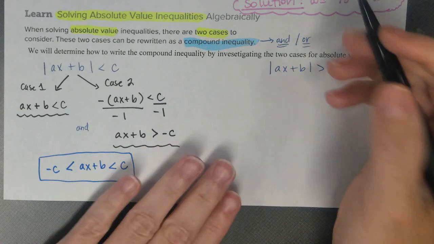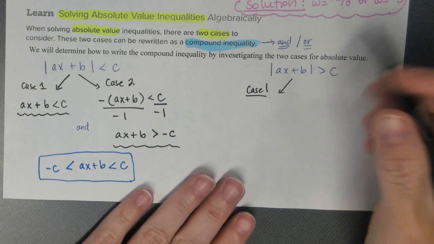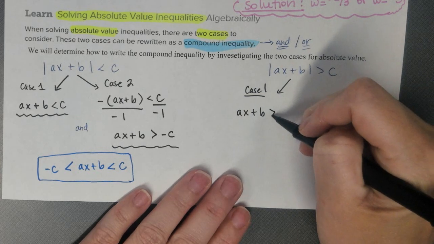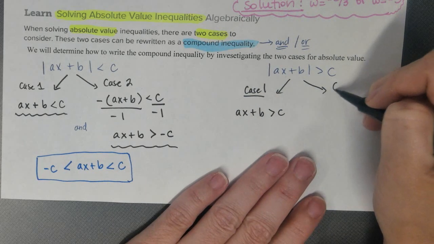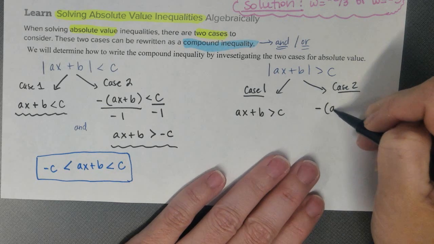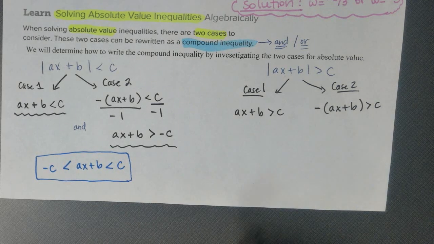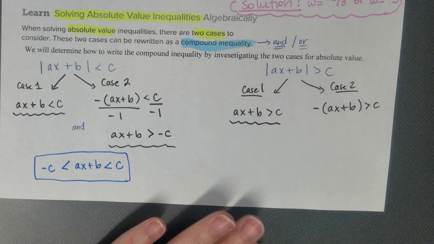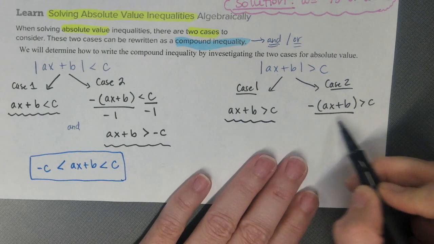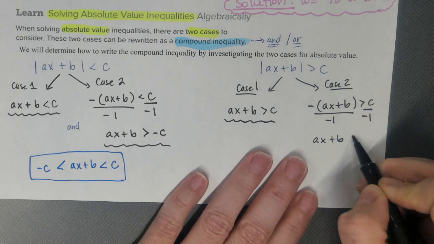Now, if we have the greater than, for case 1 we have ax plus b is greater than c. And then for case 2, we are going to apply the negative just like we did before. In case 1, this just is what it is. We aren't doing any solving right now. We're just trying to get the ax plus b by itself, and then we're going to divide by -1, which of course is going to flip your sign.